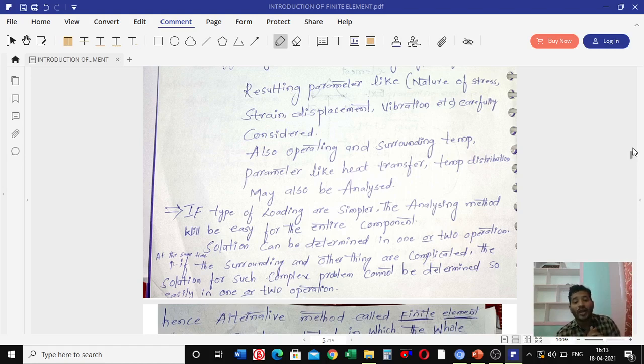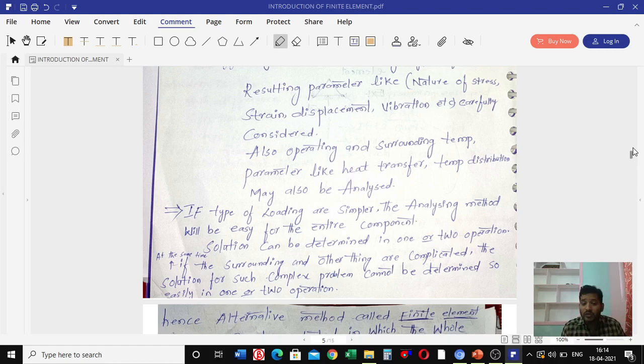If the type of loading is simpler, the analysis method will be easy for the entire component. The solutions can be determined in one or two operations. Even if the surroundings and other things are complicated, if the type of loading is simple, the analysis will be very easy. But if the problems are complicated, then the solutions are also complicated.